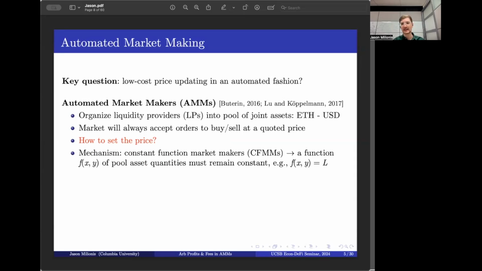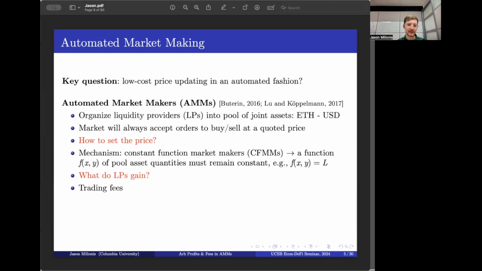One mechanism to do that is constant function market makers, or CFMMs, which have been used in almost all of the relevant work on decentralized exchanges, where the key characteristic is that the trades have to be on the level curve of a function. This means that if you have a function of the pool asset quantities, then along trades, the value of this function must remain constant. The most popular such format is the constant product market maker, where this function f is x times y. So x times y needs to remain constant over all trades.